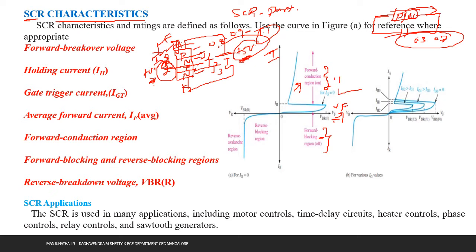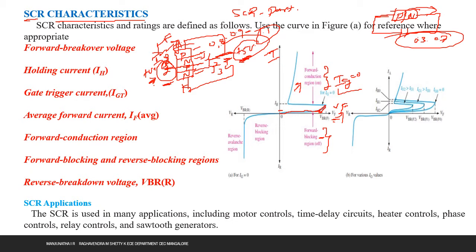Here IG is equal to 0. We are not taking the help of IG. We are just trying to break down the three junctions, J1, J2, J3, by using this forward voltage source. Until the breakdown, while the three junctions are yet to break down, there is no current, and even if you see some current, it is only a small current.